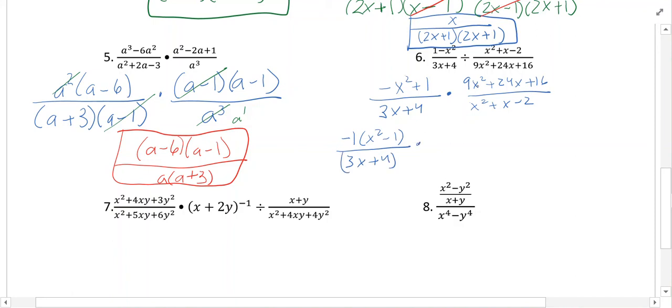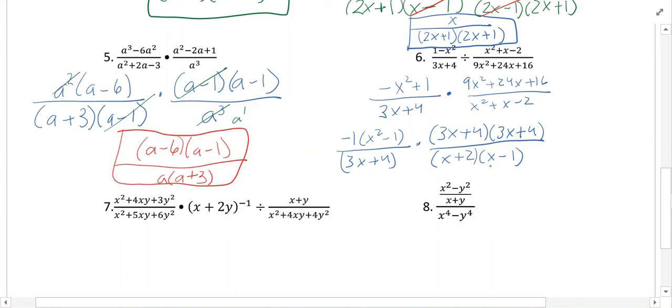On the right-hand side, this is a perfect square trinomial. So 9x squared plus 24x plus 16. If you did not know it was a perfect square trinomial, one of our special cases, then you'd have to do the x and do factor by grouping like we did last chapter. But if you memorize the patterns of perfect square trinomials, we know this is 3x plus 4, and this would be 3x plus 4. On the bottom, the factors of negative 2 that add to 1 are going to be x plus 2 times x minus 1.